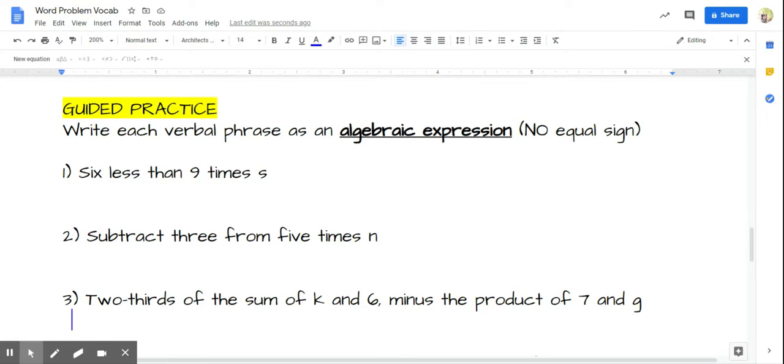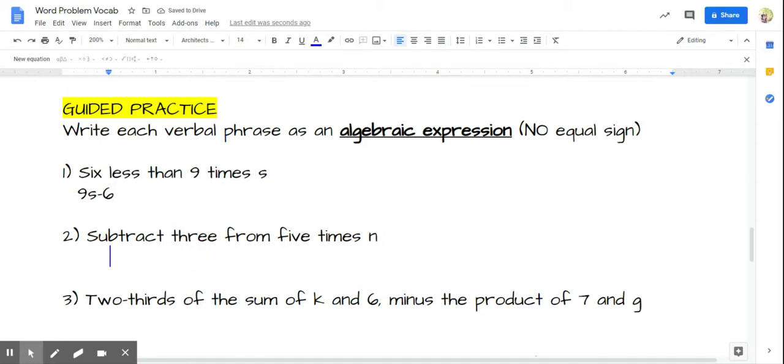So the first question, 6 less than 9 times s. 6 is the number 6. Less than is subtraction, but it's also a reverse word, which means we are subtracting 6. We're subtracting 6 from 9 times s. So that means we're going to start with the 9 times s, that's 9s, and then minus 6.